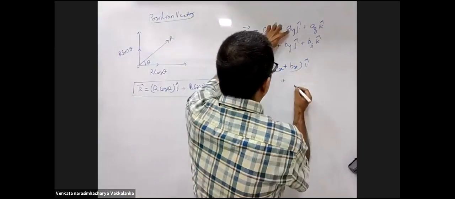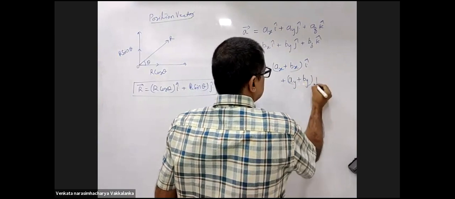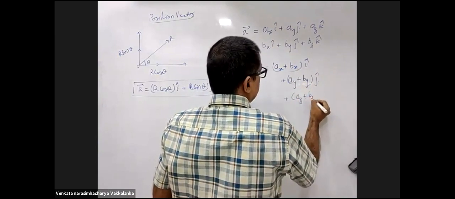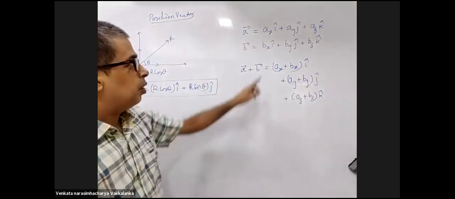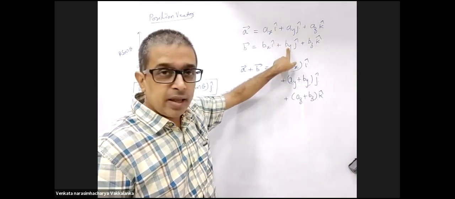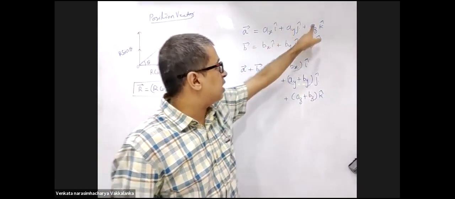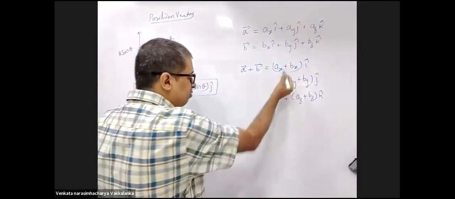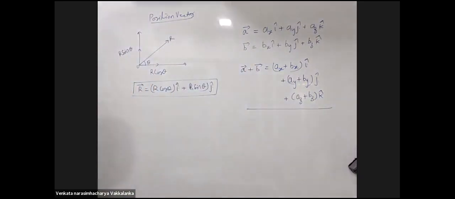Plus of ay plus by j cap, az plus bz k cap. Coefficients of i cap, coefficients of j cap, coefficients of k cap added. Now I have the final vector. Addition of vectors becomes so very easy.